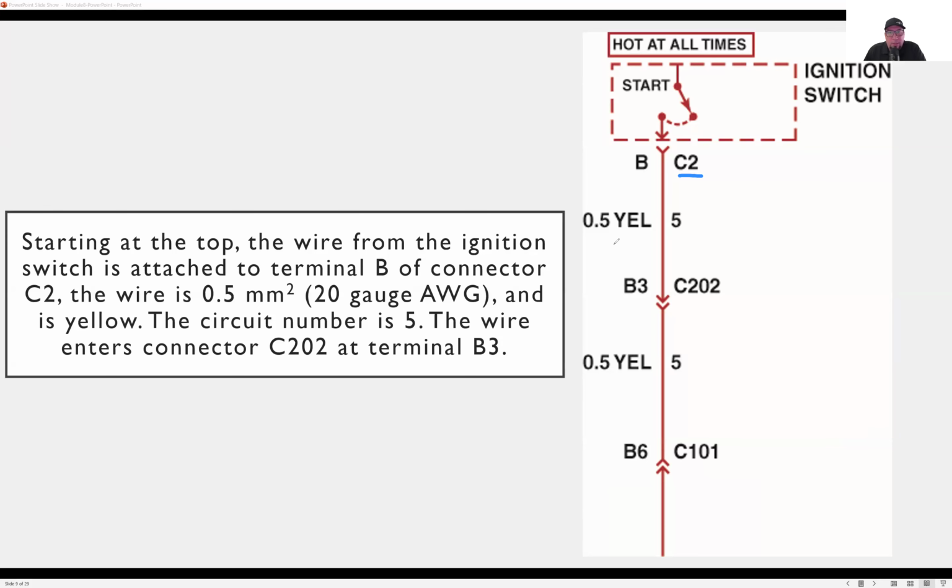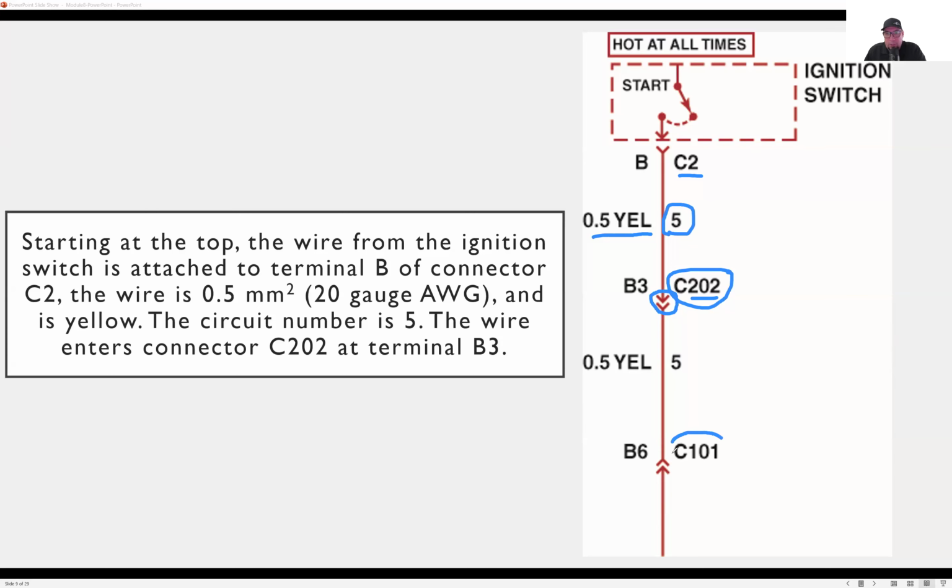We have a wire that is yellow and it's 0.5 millimeters. Okay. We have a circuit number, which is 5 right here. Okay. We have a C202. So 202 indicates that this connector is in the dash area. Okay. And our connector is represented by the 2 arrows.